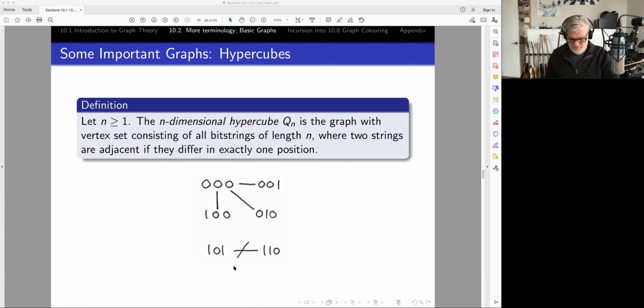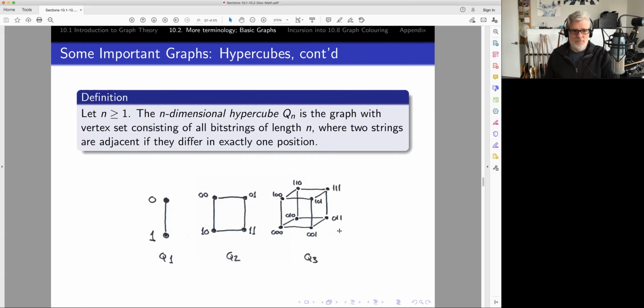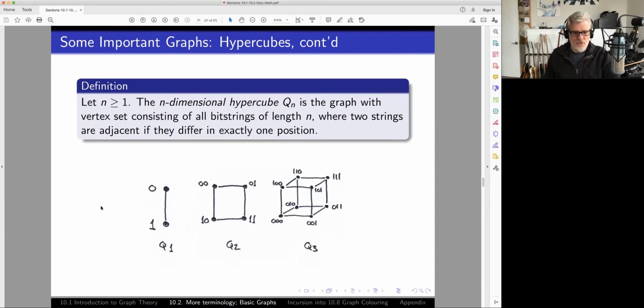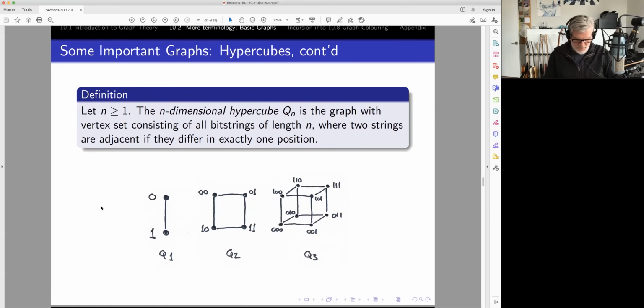Yes, absolutely. So let me show you the first few hypercubes. So Q1, let me try something.